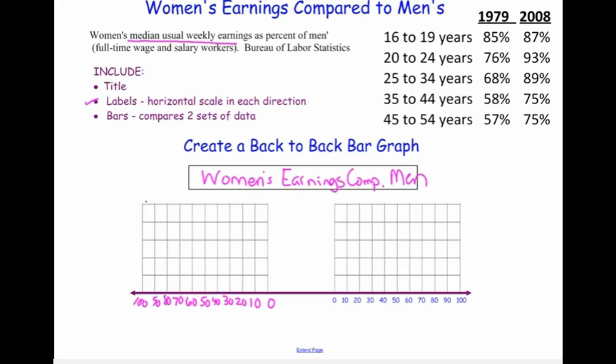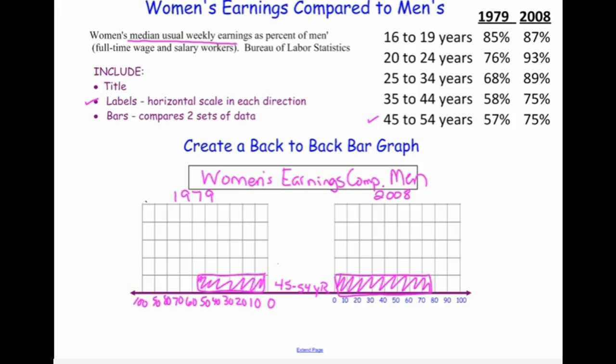And then the bars, we're going to use the bars to compare two sets of data. Now, for my first level, maybe I'll put the 45 to 54-year-olds on that bottom level. In 1979, I think I'll make my left side the 1979 side, and the right side my 2008 side. So in 2008, it was 75, and I'll shade in my bar. And in 1979, it was 57%, shading in 57%.